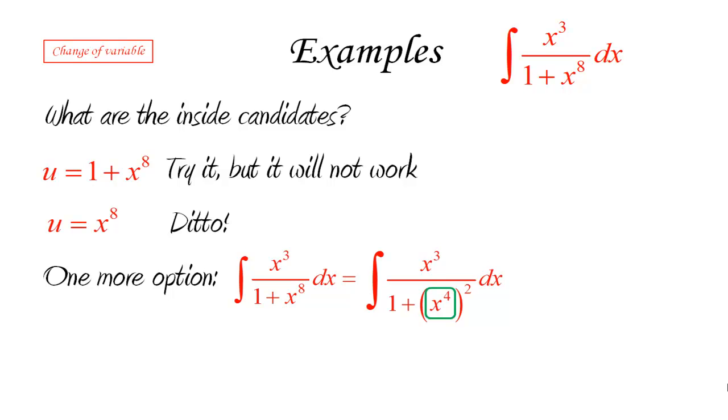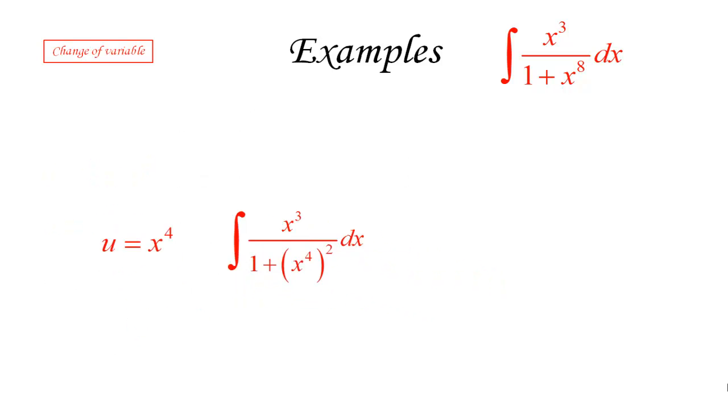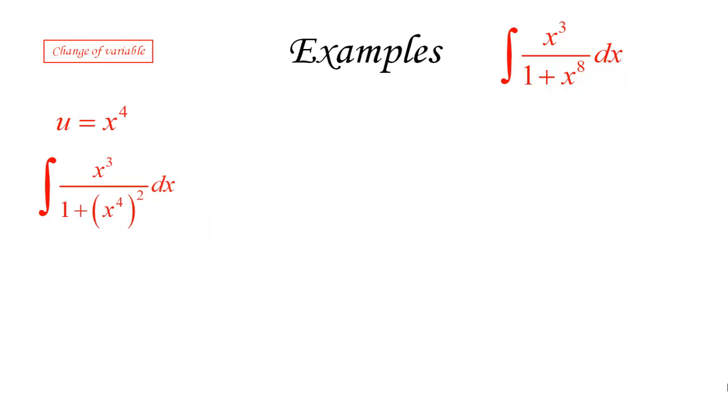So we're going to look at that x to the 4th as the basis for our change of variable. We're going to try u equals x to the 4th. All right, so let's try that. If I try u equals x to the 4th, then its differential is 4x cubed dx, which means that dx is going to be equal to du over 4x cubed. And you can tell already that we'll be canceling those x cubed.